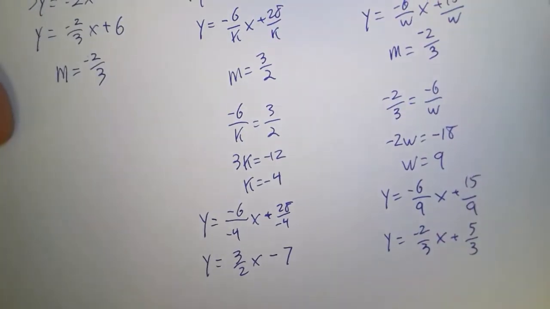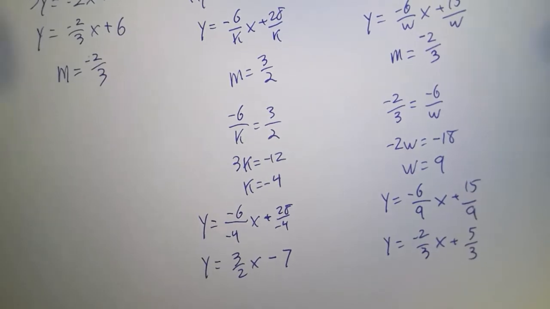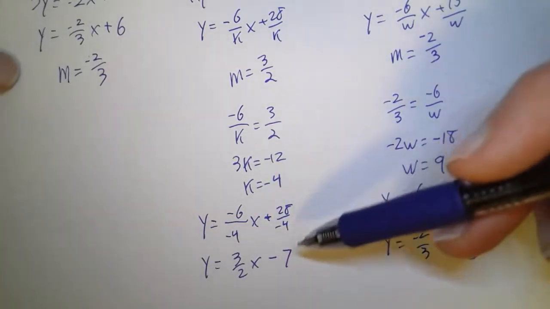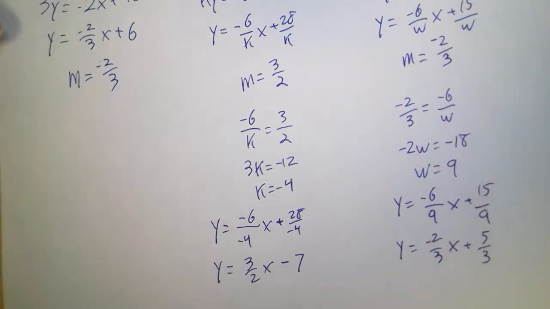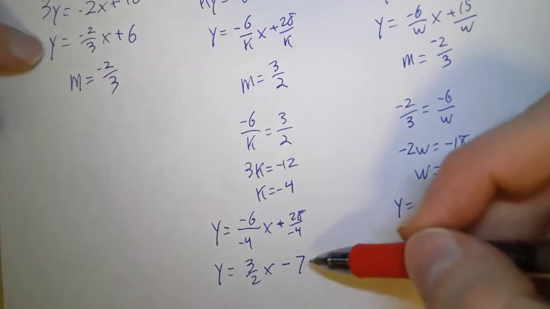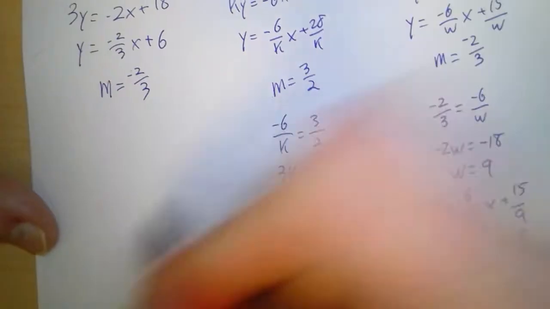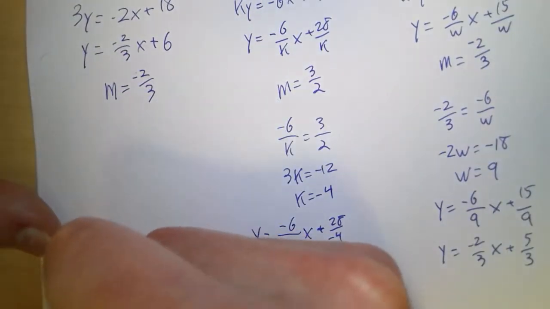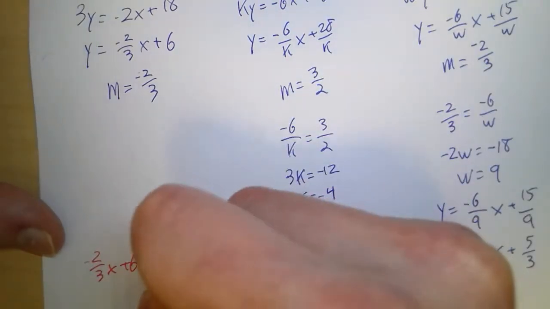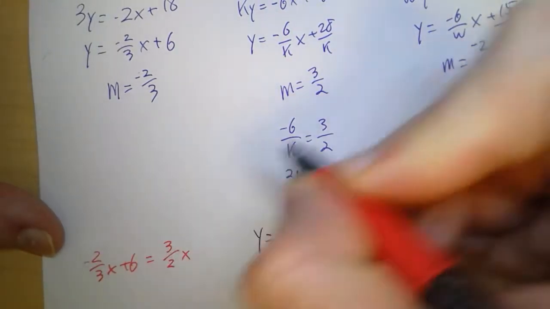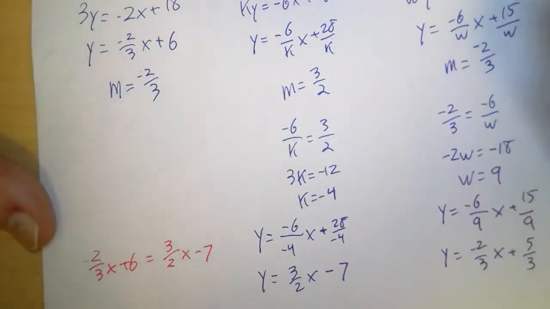Now what we have to do is say, well, wait a minute. Lines L and M intersect at a point. So we need to know, where do these two lines intersect? So to do that, we set these two equations equal to each other. We say negative 2/3 x plus 6 equals 3/2 x minus 7.